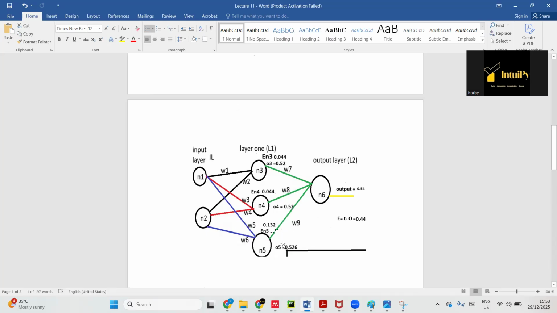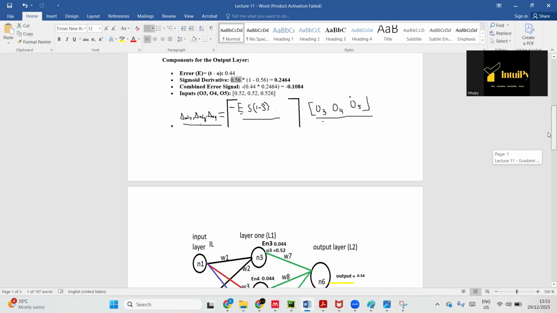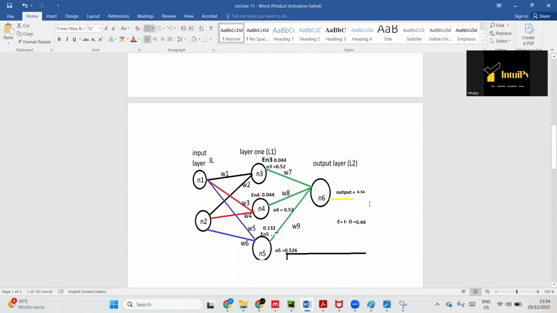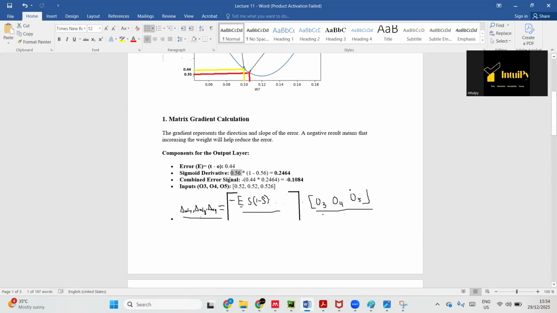And then we also have 0.526 times the weight W9, and then all of that goes into sigmoid, and then it gives 0.54. So this is actually 0.54. Yeah, so it should be 0.56 here, not 0.54. The output should be 0.56. So that's my mistake, 0.56 here. And that's the output here.